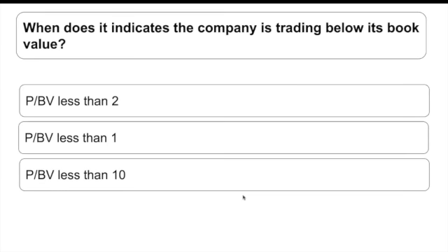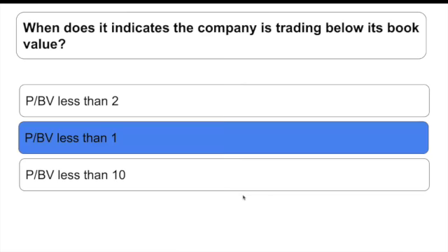Question: when does it indicate that the company is trading below its book value? A. P/BV is less than 2. B. P/BV is less than 1. C. P/BV is less than 10. And the correct answer is P/BV is less than 1.